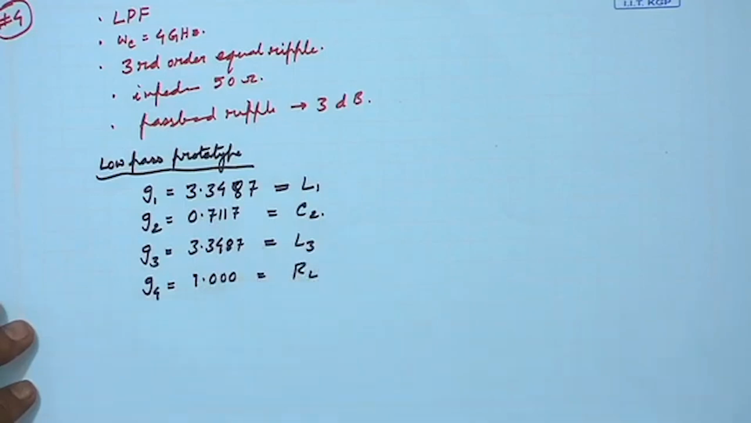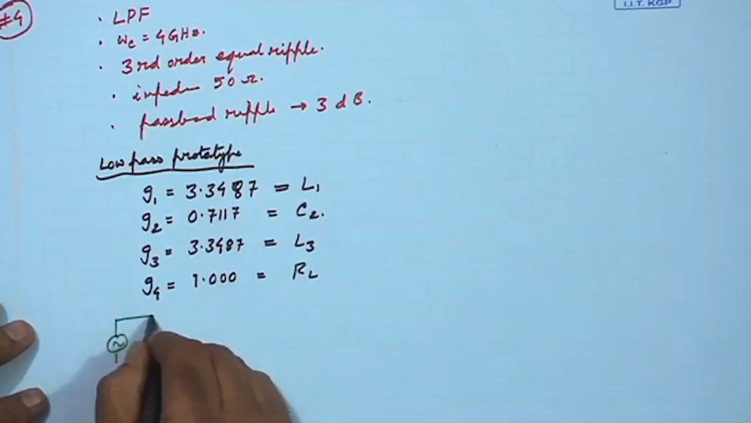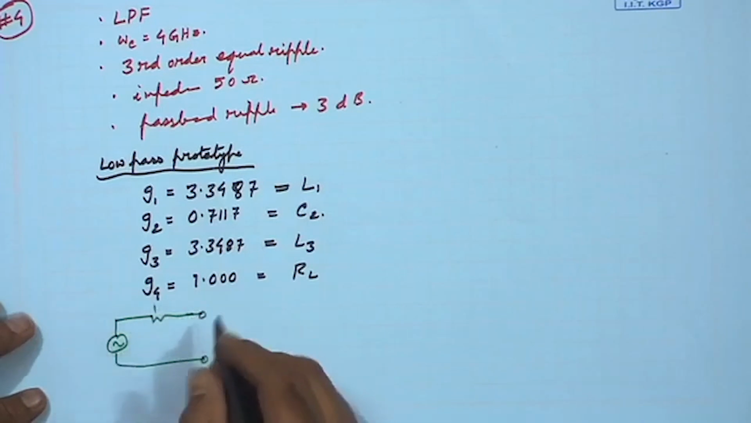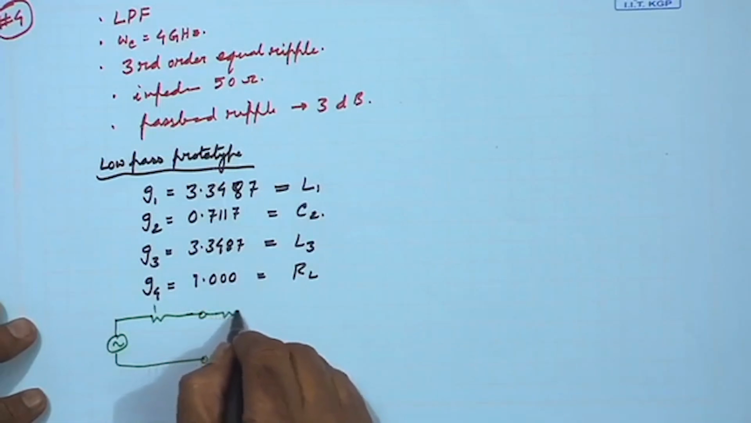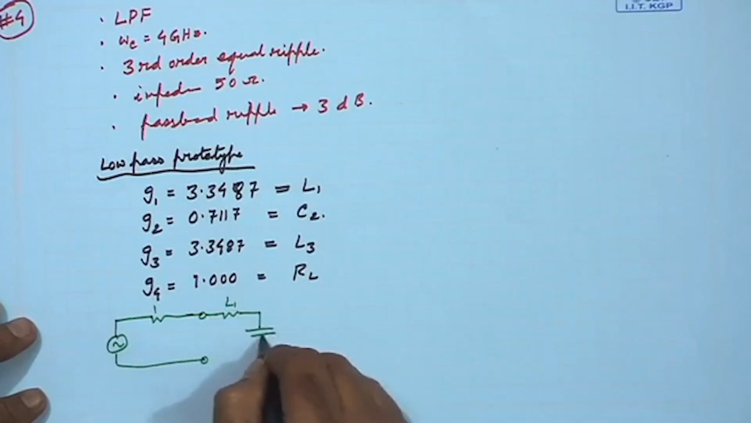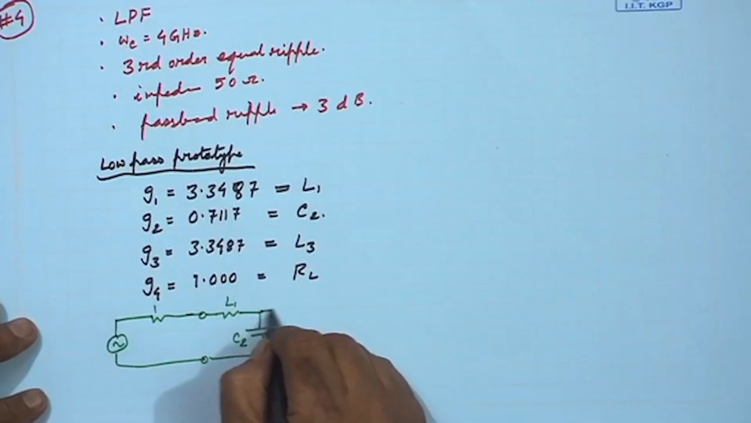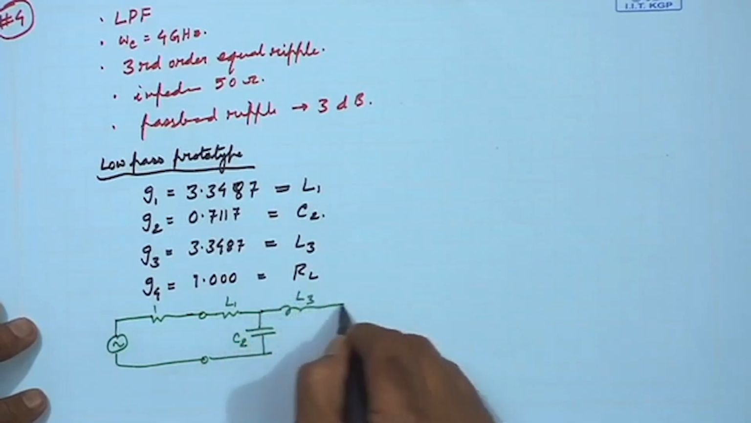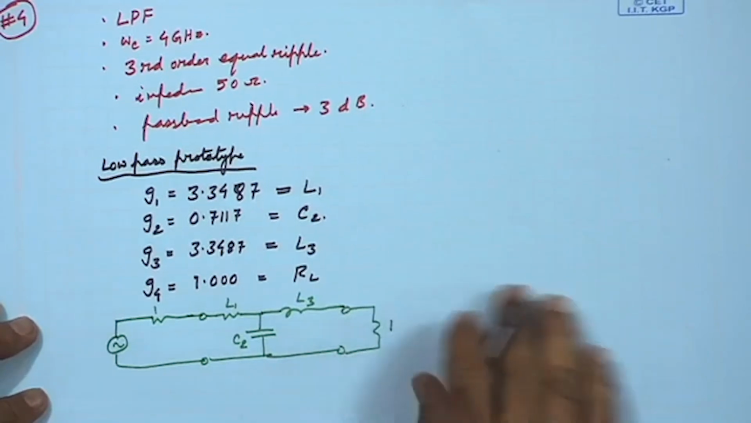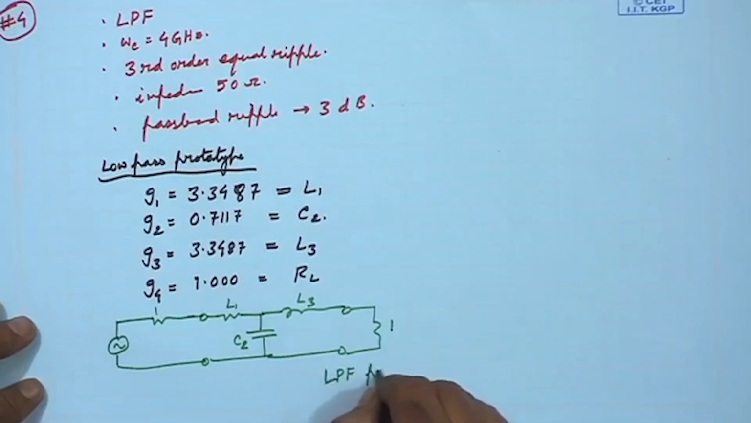So, let me draw the circuit. This is one prototype, then this is my L1, this is my C2, and this is my L3, and then I have this as 1. Good. This is the prototype, the LPF prototype.